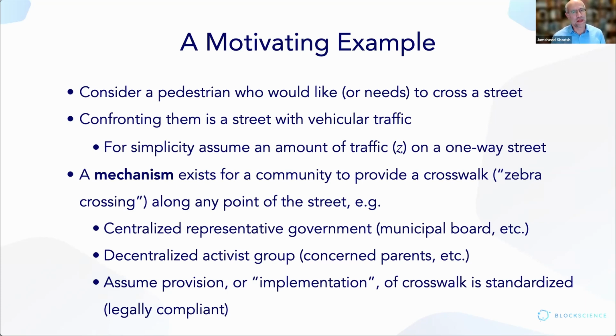There's a mechanism that exists in the community where the street is located to provide a crosswalk, or if you're from the British English or continental European side, a zebra crossing, at any point in the street. We're going to be fairly agnostic about what kind of mechanism it is and how it is implemented. We could have a centralized representative government, like a municipal board, making that decision, as in most cases. But there may be a decentralized activist group, concerned parents that need a crosswalk for children to get to school, for example. Regardless of how that's done, we're going to sidestep the question of the many different types of crosswalks and what attributes we can ascribe to them, and drill it down to a legally compliant thing that allows crossing from one side of the street to the other.